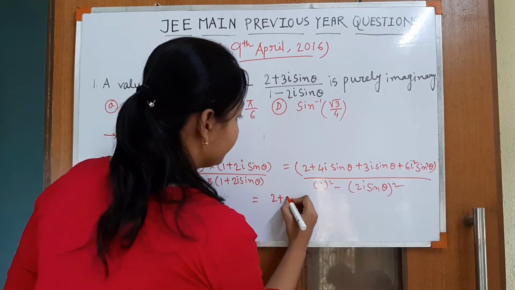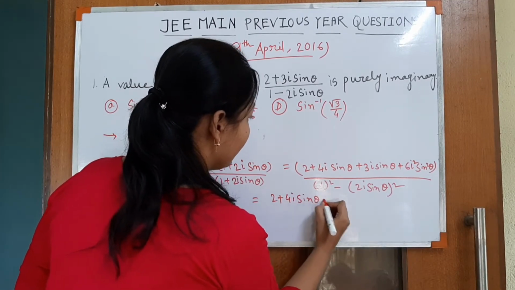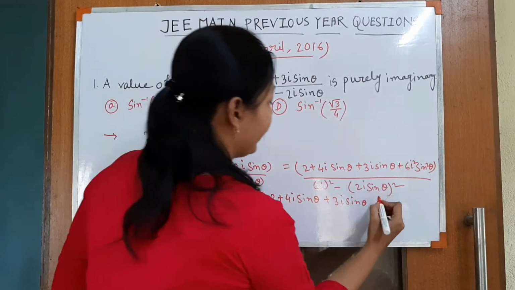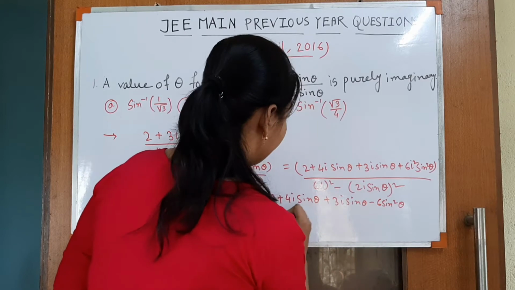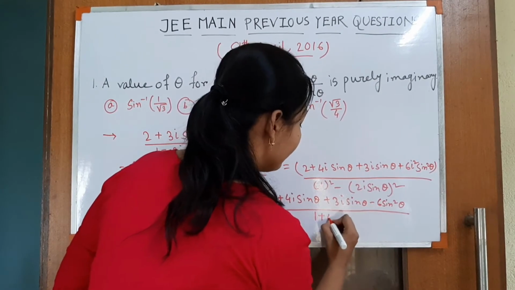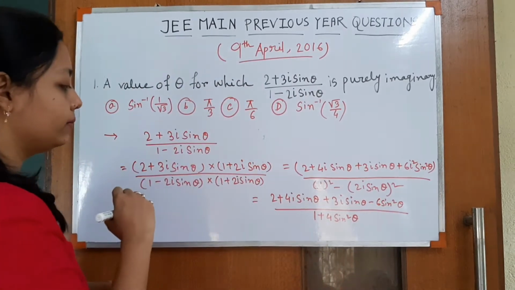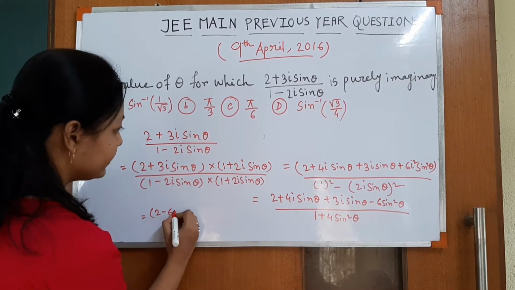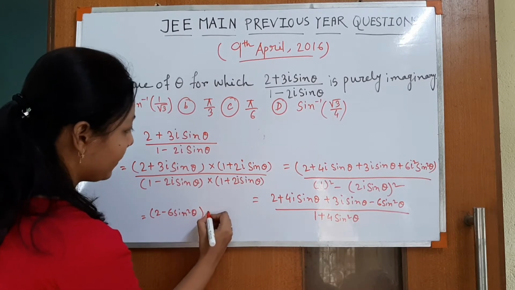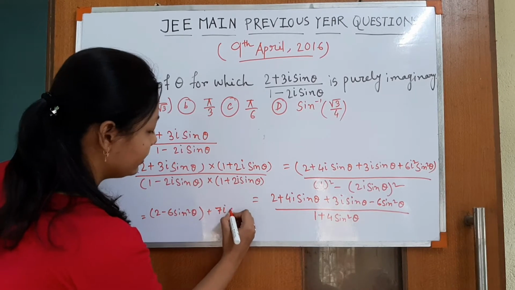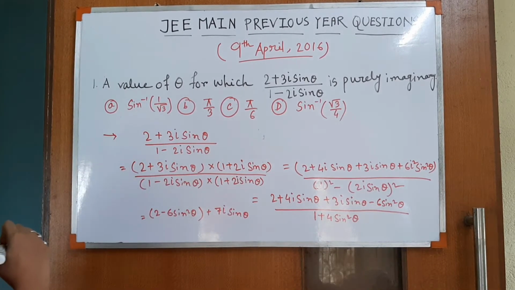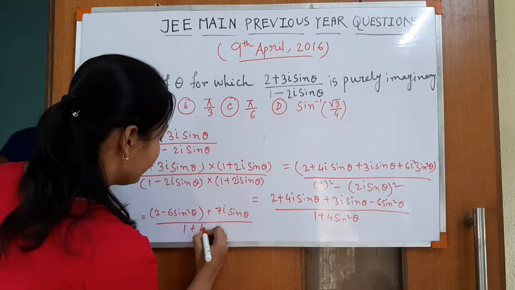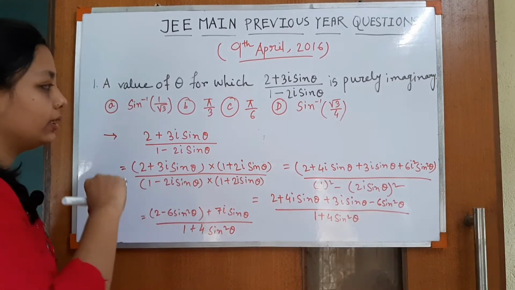2 plus 4i sin theta plus 3i sin theta, and we know that the value of i square is minus 1, so we get minus 6 sin square theta by 1 plus 4 sin square theta. Okay. Next, 2 minus 6 sin square theta plus 7i sin theta by 1 plus 4 sin square theta. Note down this portion.